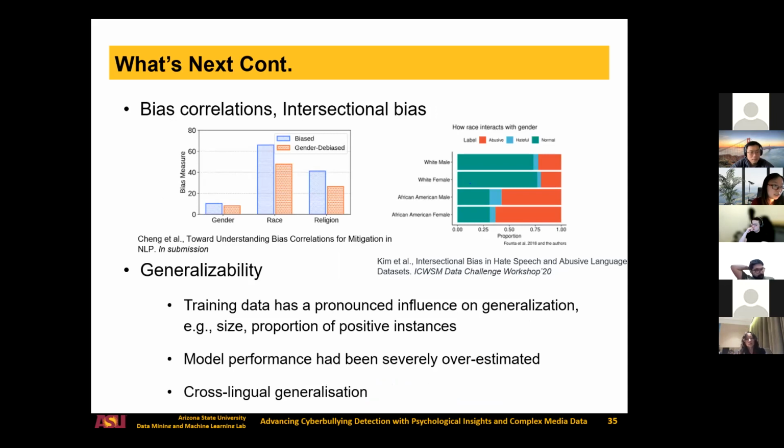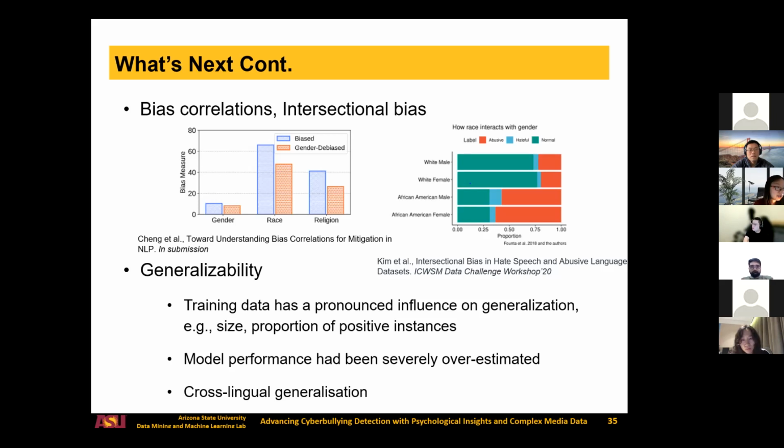We show in a work that is currently in submission that if, for example, we try to use a model to debias gender, this debiased model can also influence other types of biases, such as race and religion. And also there is intersectional bias, right? Such as African-American male, African-American female. So in this work, the authors show that if we consider intersectionality, the bias is even worse than a single type of bias.